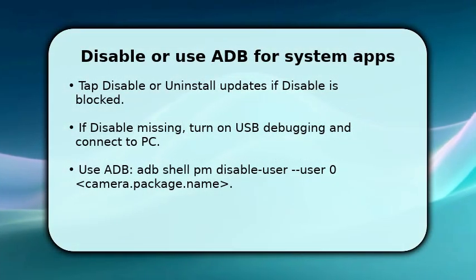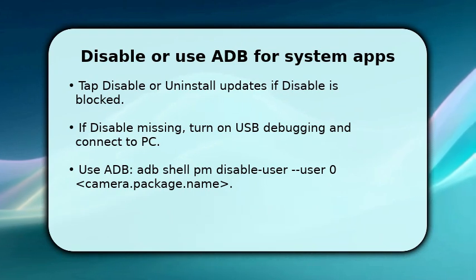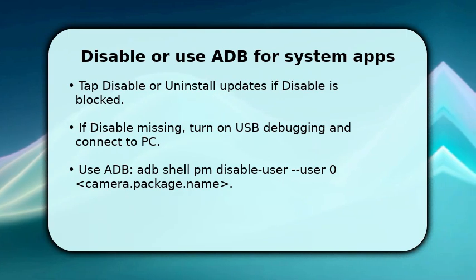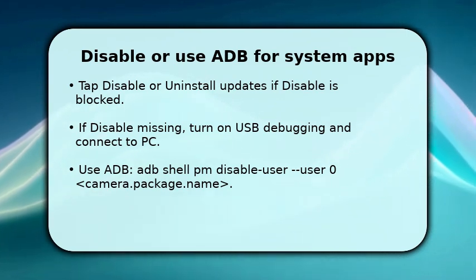Once on the app page, try Force Stop first, then tap Disable. That's the safest route because it preserves the package but prevents execution. If Disable is grayed out, uninstall updates to revert to the factory package and try again.